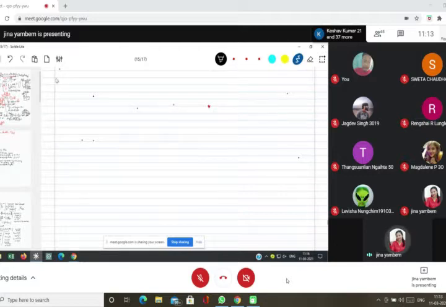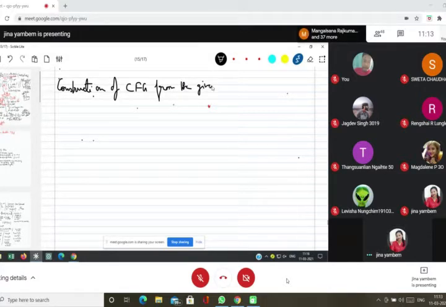So today's topic is construction of CFG from PDA. Or else in the textbook you may find construction of context-free grammar equivalent of a PDA. It's almost now the given PDA.